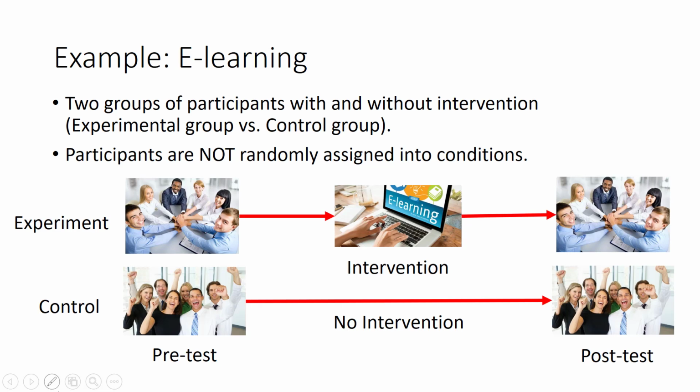Now, let's talk about the dependent samples t-test. We will take the same example of e-learning. Whereas the independent sample t-test is for comparing different groups, such as comparing the scores for an experimental group and a control group, the dependent sample t-test is used to compare the scores for the same group, such as the pre-test score and the post-test score within the experimental condition, or within the control condition.